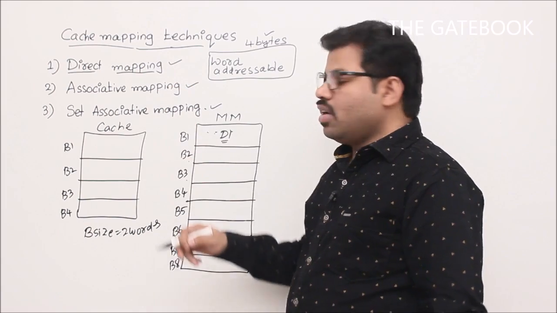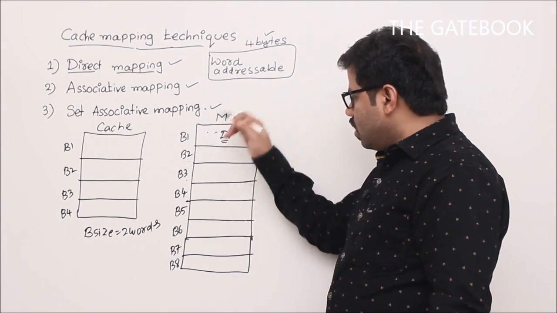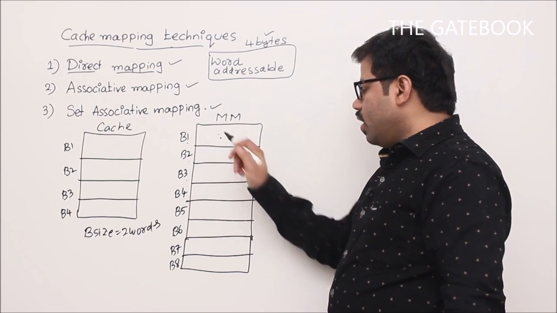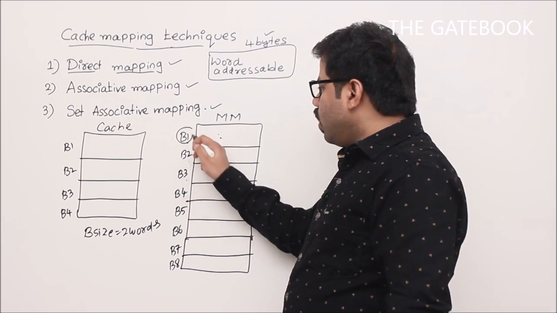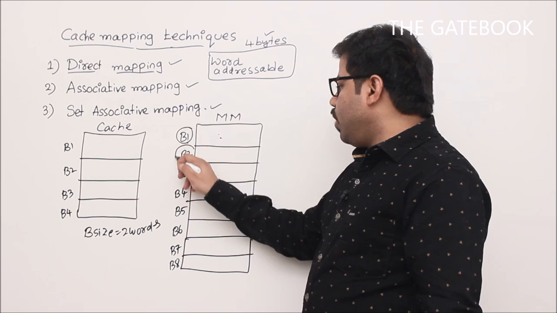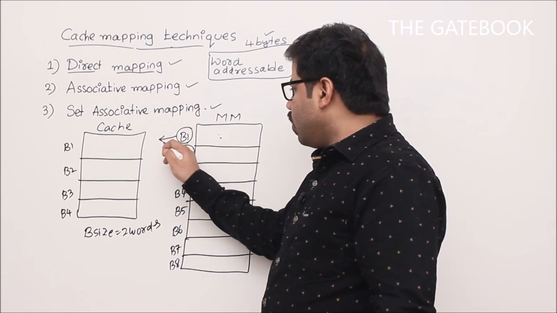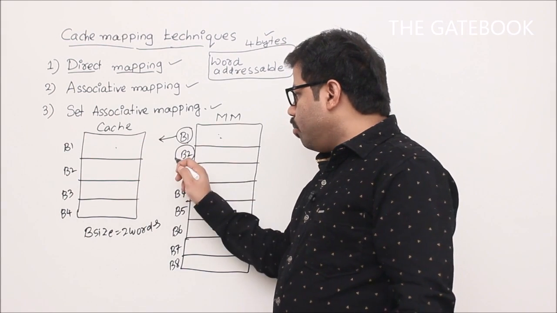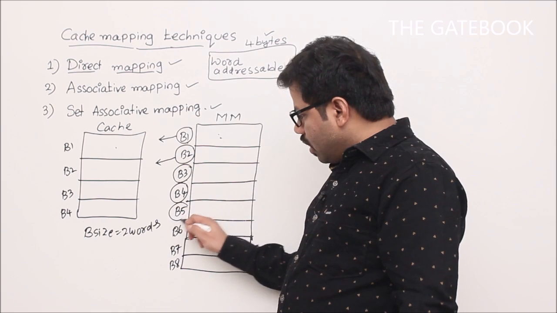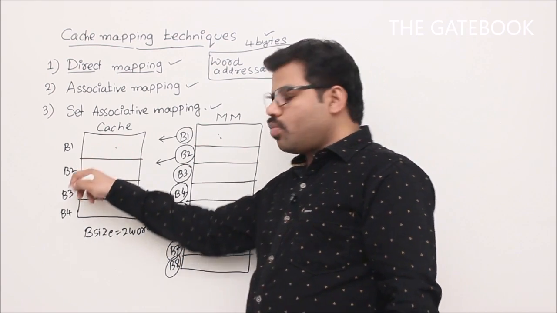In direct mapping, what we do is we say like this: my dear main memory block number 1, you will go to only some specific location in the cache. I will tell you what that is. Similarly, B2 also can go to only a specific block. In that way, every block can go to only a particular block. But according to the pigeonhole principle, you have 8 blocks here and only 4 blocks here.